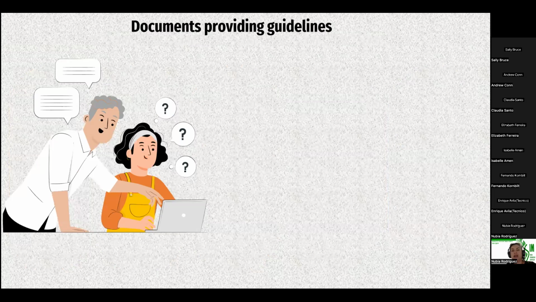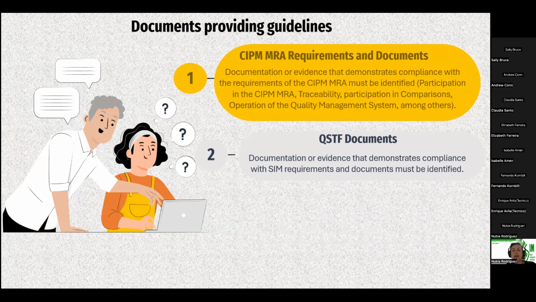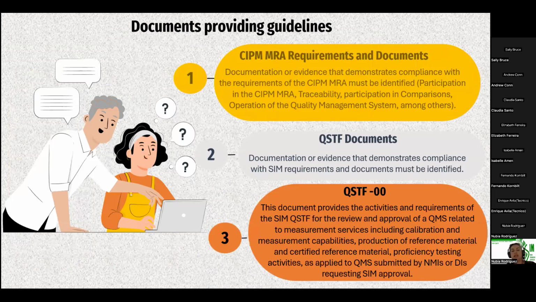What documents provide guidelines? My colleagues have shared this before. The CIP-MMRA requirements and documents to identify compliance with those requirements. QSTF documents that Isabel mentioned to identify that they're complied with, and its evidence through peer review. And QSTF-00 that provides guidelines for preparing all this documentation and review the approval of the QMS regarding measurement and calibration services, including the reference material production and proficiency testing that is being submitted by NMIs or DIs requesting the approval.